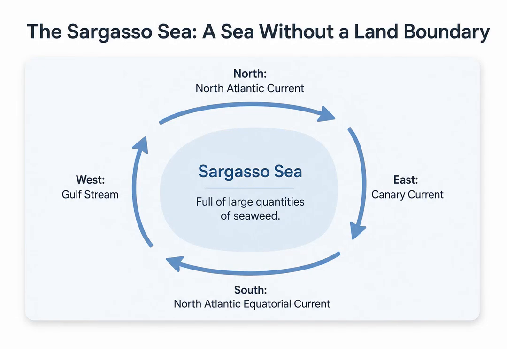Trapped inside this massive North Atlantic gyre is a fascinating geographical feature, the Sargasso Sea. It is the only sea on Earth that doesn't have a coastline. Instead, it is entirely bounded by ocean currents, the Gulf Stream to the west, the North Atlantic Current to the north, the Canary Current to the east, and the Equatorial Current to the south. These currents deposit large quantities of marine plants, specifically sargassum seaweed, into this calm central region.